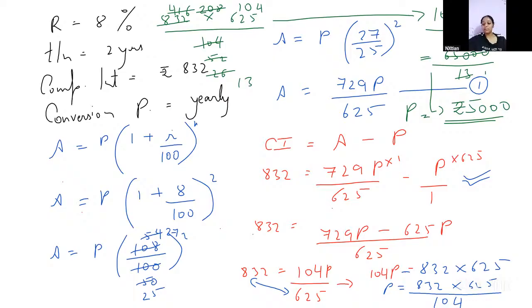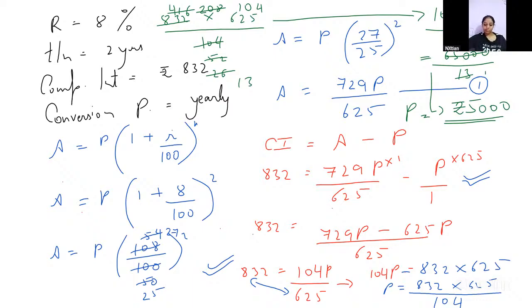P upon 1, take the denominator 625, multiply the top ones, then write it down, then subtract 729P minus 625P, so 104P. And this part we cross multiply 832 and 625. So 104P equals 832 into 625. Now I need P, so 104 goes to this side and becomes the denominator. So 832 into 625 upon 104. Then we solve it to find out P, which is 5,000 rupees.